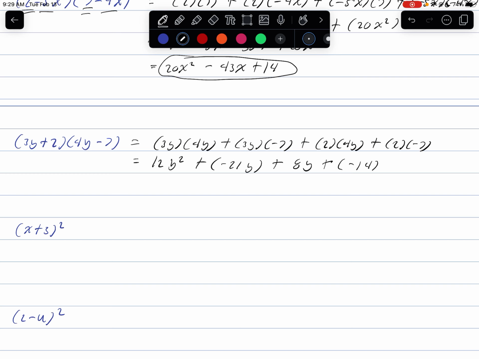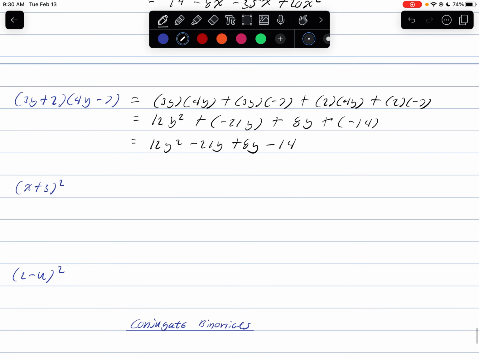Okay, so let's go ahead and simplify this. We have 12y squared. This will become minus 21y plus 8y minus 14. Okay? So if we combine our like terms, we'll end up with 12y squared, since we only have one y squared term. And then we'll have minus 13y, because if you take minus 21y and then you add 8y to it, you'll get minus 13y. And we'll have minus 14.